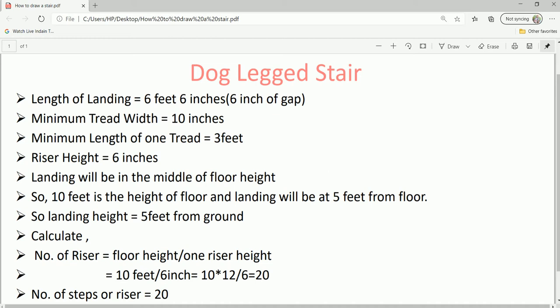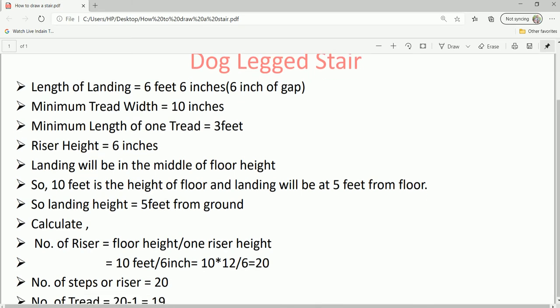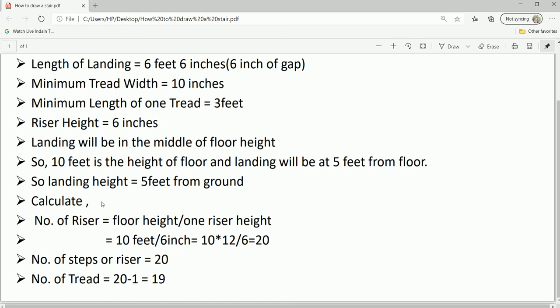First of all, you go through this. So the minimum length of one tread will be 3 feet and the riser height should be 6 inches. The landing will be in the middle of the floor height. So if the floor height is 10 feet, then its landing will be at 5 feet. So the landing height is 5 feet from the ground. So calculate the number of risers. As we know, the number of risers will be equal to the floor height divided by one riser height.